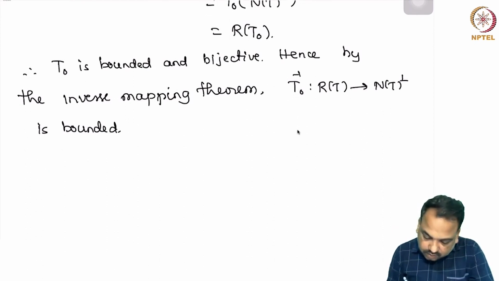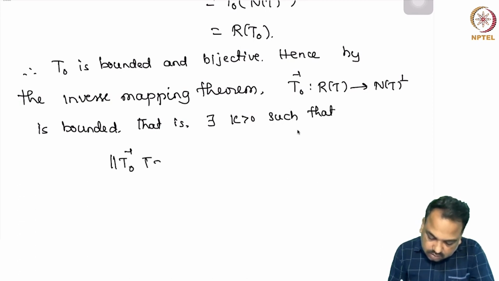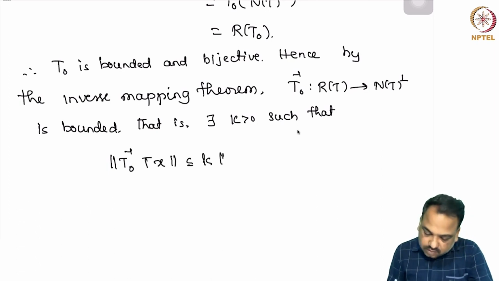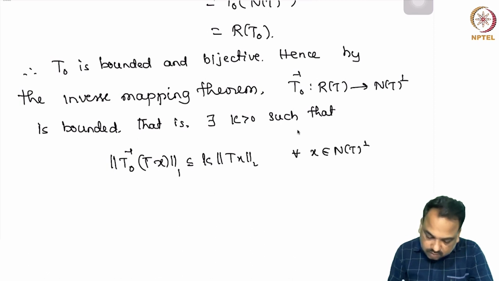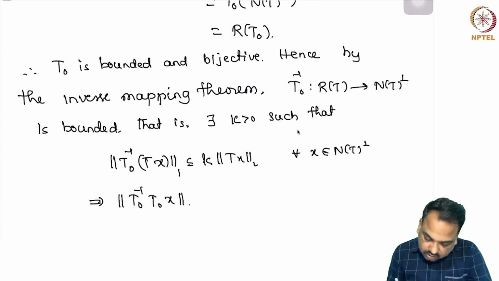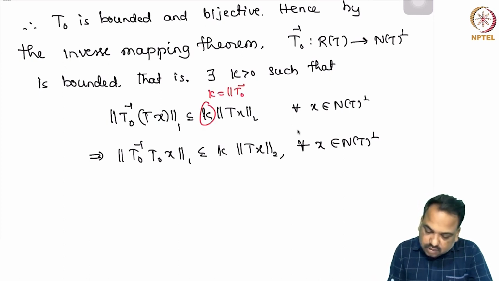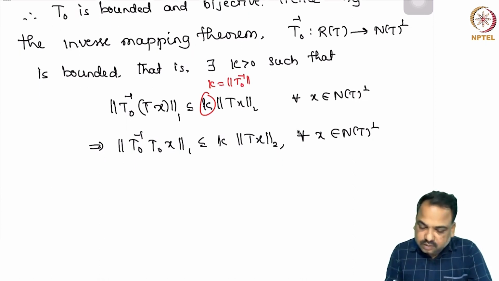That means there exists k bigger than 0 such that norm of T naught inverse Tx is less than k times norm Tx, for all x in null space of T perp. So this is nothing but T naught inverse. Whenever x is coming from null space of T perp, T naught and T are the same. In fact this k is nothing but the norm of this operator.